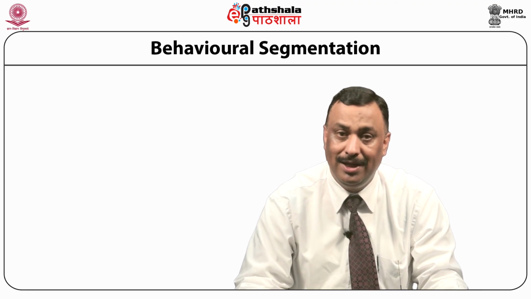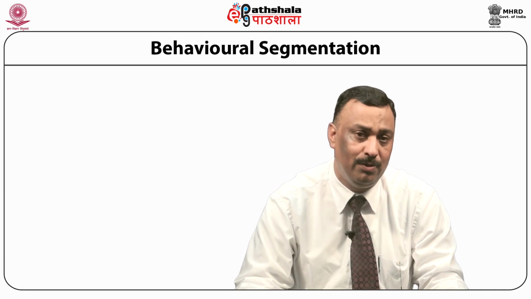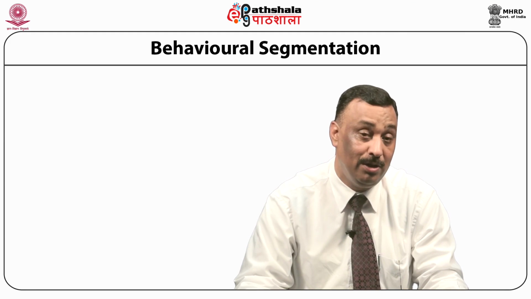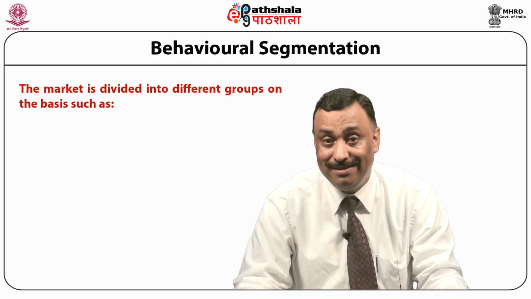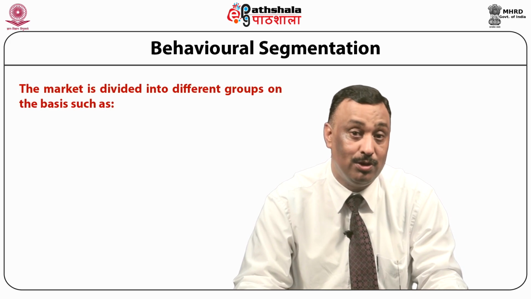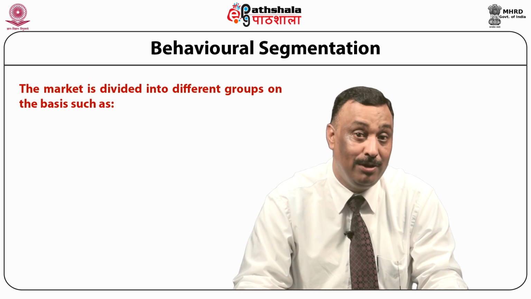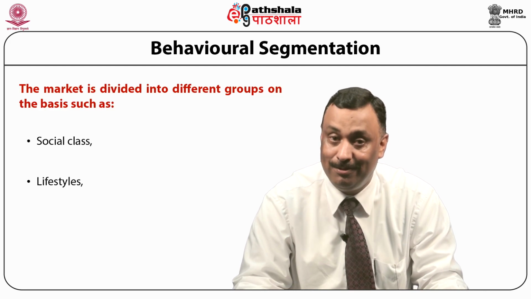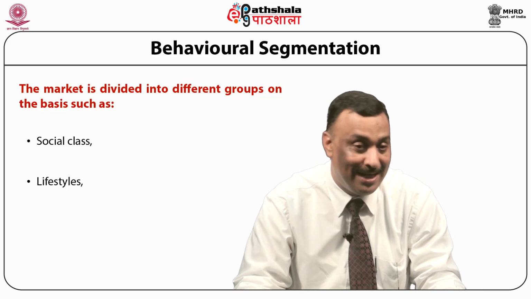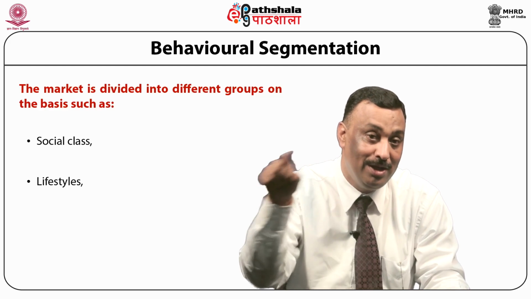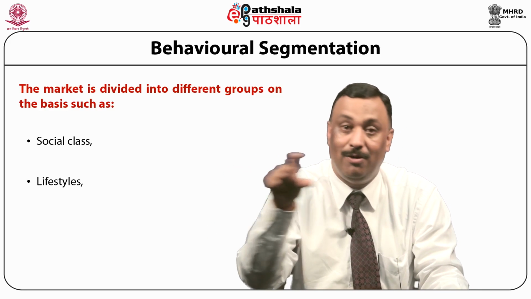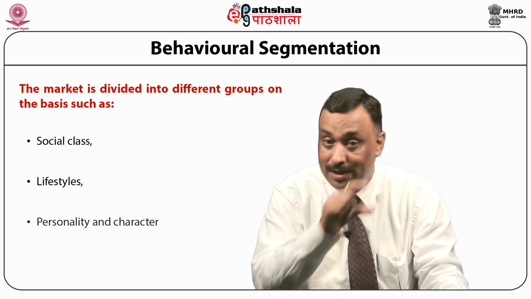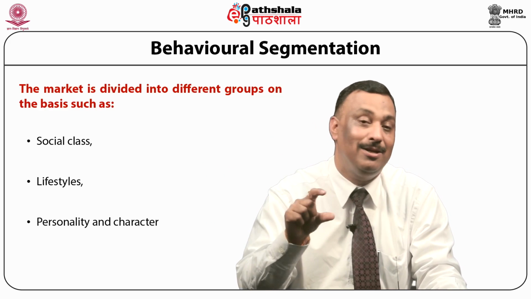Behavioral base is another kind of variable on the basis of which we can divide the market into subgroups. The market can be divided into different groups on the basis of behavioral factors like social class and the lifestyle of the people, which varies from one section to another, one region to another. Herein we can group one lifestyle for one set of segmentation, then the personality and the character of the people themselves.